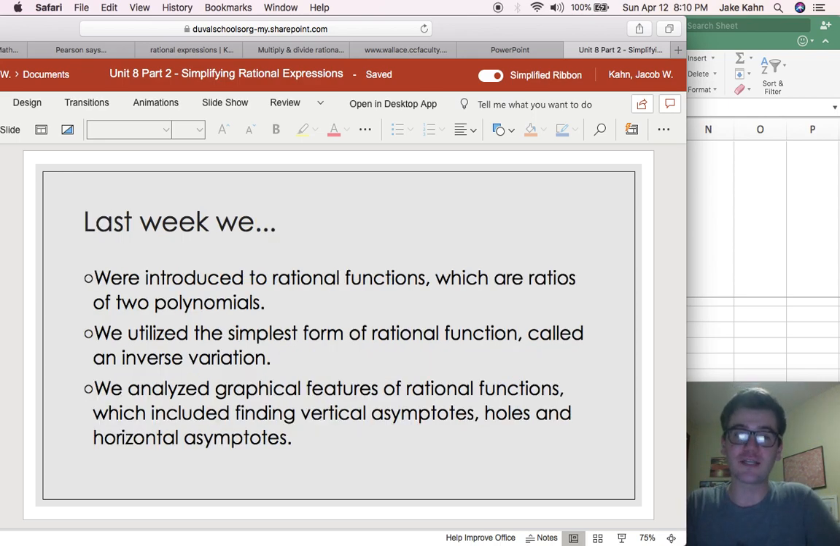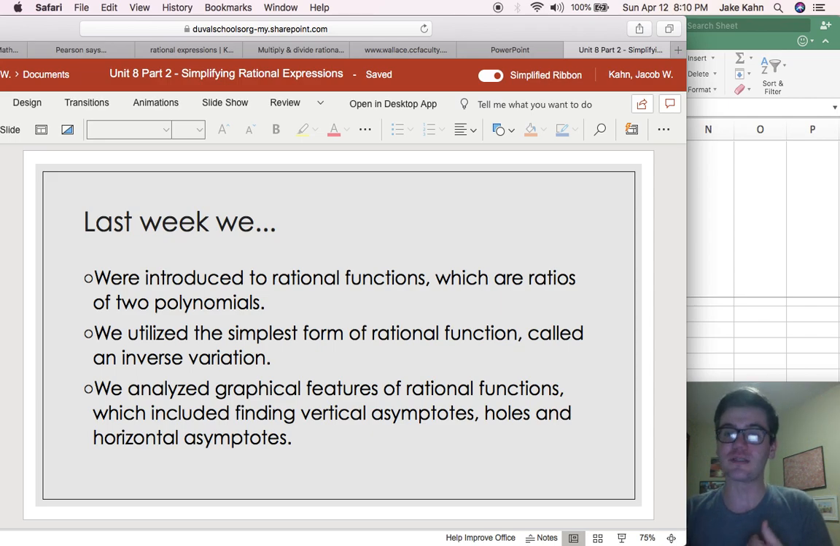All right, what did we do last week? So last week we were introduced to rational functions, and those are ratios of 2 polynomials, right? We utilized the simplest form of a rational function called the inverse variation. That was in the form y equals k divided by x. And then we analyzed graphical features of rational functions. We found points of discontinuity, which are called holes and vertical asymptotes, and we differentiated between the two. And then we also found horizontal asymptotes.